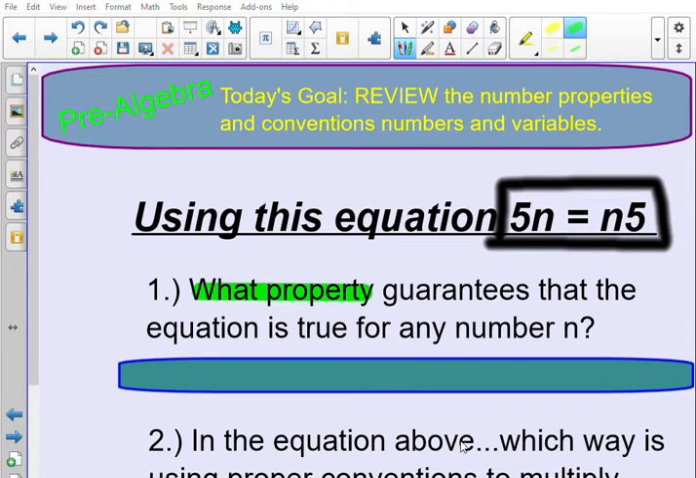We go back to our stuff. Were we multiplying by 1? No, we're not multiplying by 1, so that is not what we're doing.